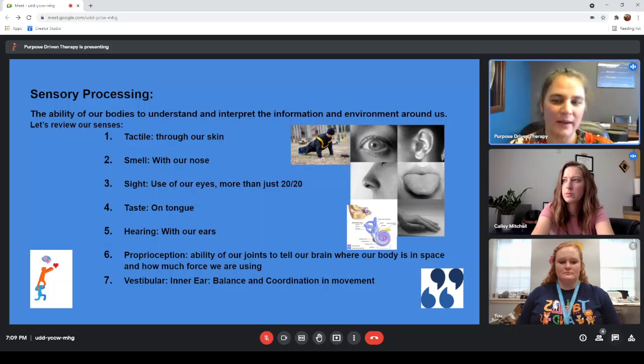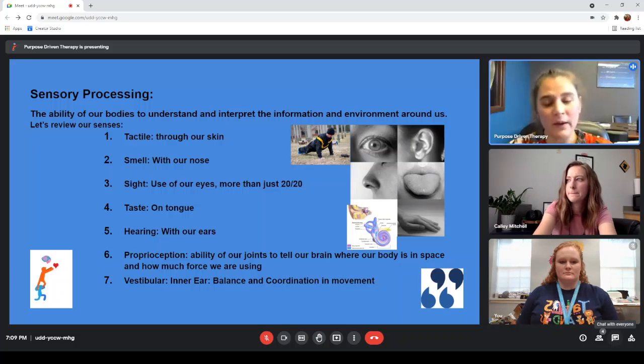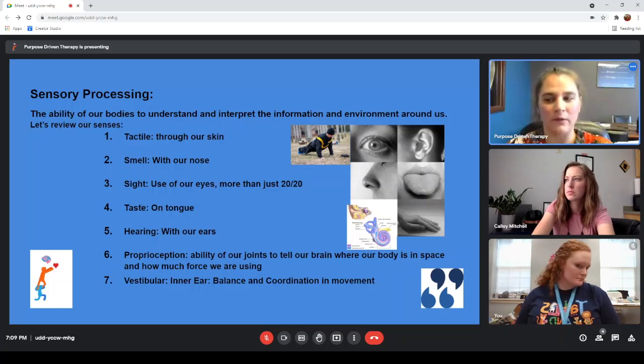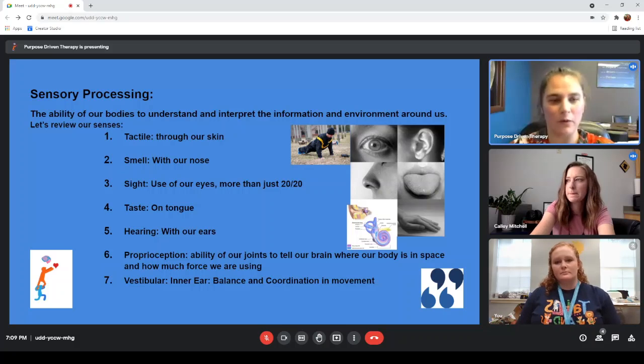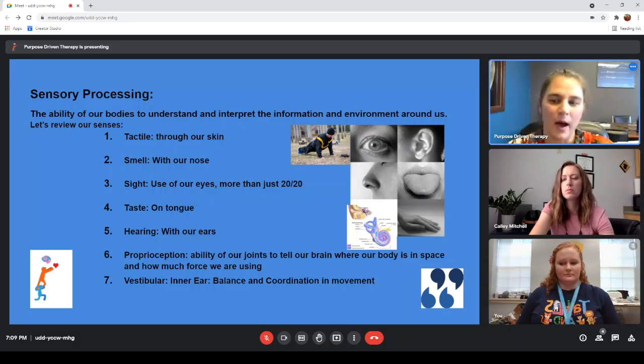Proprioception is the ability of our body to interpret through our joints and compression how much force we're using to affect the environment, or to tell us how we're moving and how much force from the environment is going through us. And then vestibular is our movement sense, and that is located in the inner ear, and it affects our balance and our coordination.